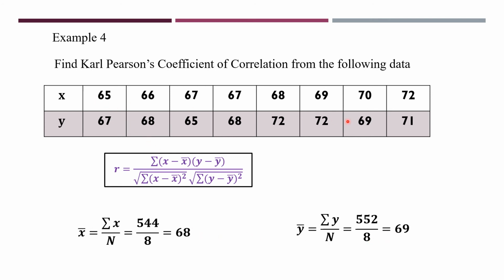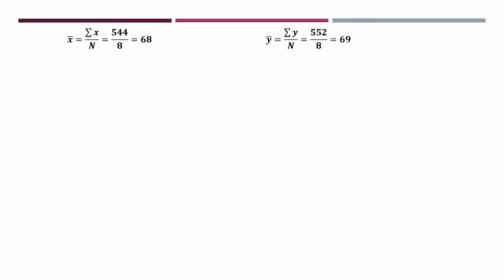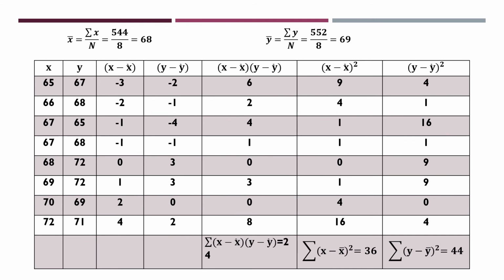Now again we have to form the table which has x minus x bar, y minus y bar, summation of x minus x bar into y minus y bar, summation of x minus x bar the whole square, and summation of y minus y bar the whole square, which means that each value of x has to be subtracted from 68 and each value of y has to be subtracted from 69. So next table will be, subtracting x bar is 68.